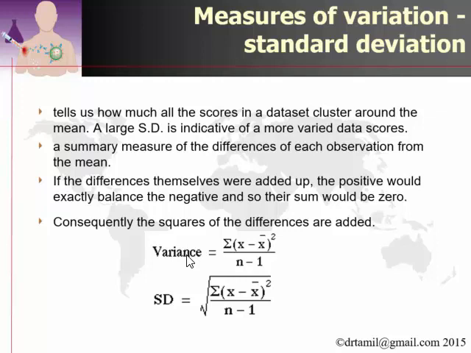So what you do? You square the differences. When you square the differences, you no longer get 0 if you sum up everything. That's why variance means the square of the differences. So variance means the square of the differences. You compare each value against the mean.